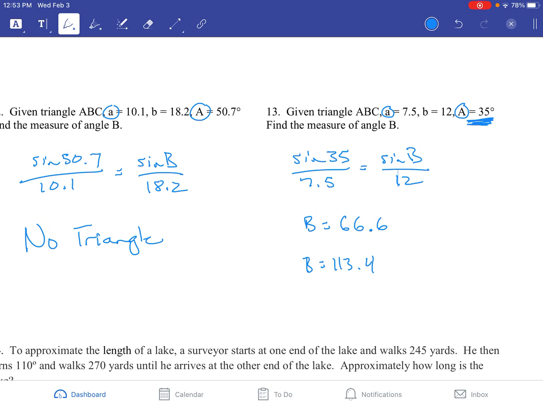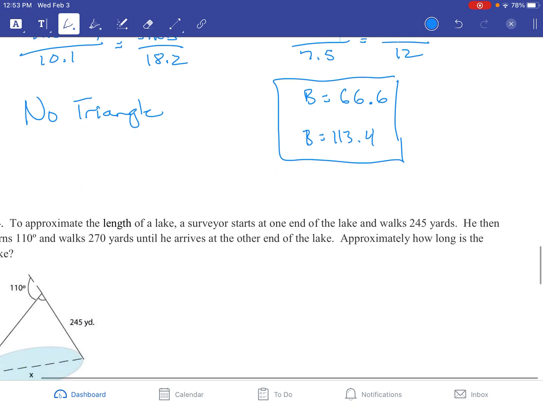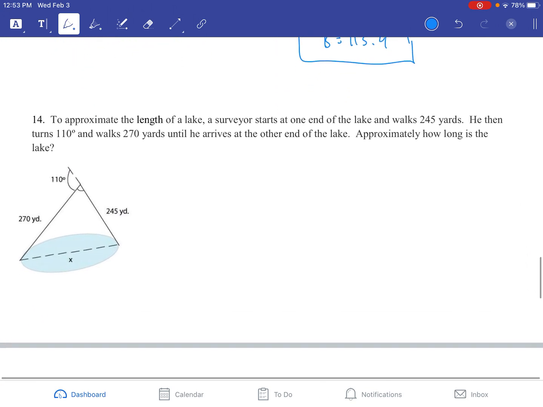Now if the angle we had originally, the 35, was something that when it added together with the 113 was larger than 180, then that angle wouldn't exist. Okay. In this case, since it's less than 180, it does exist. So we are good for 2 answers for that particular problem. Anytime you're solving for an angle in law of sines, you have to check for both answers. All right, on to the word problems.